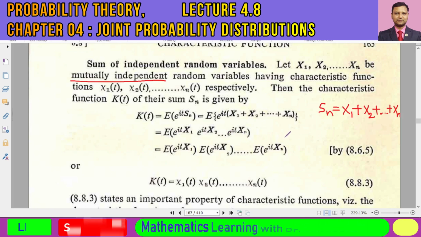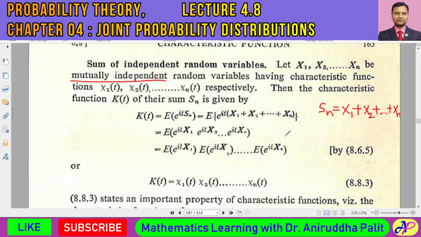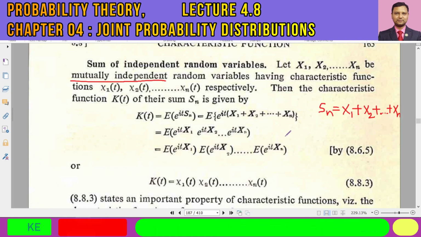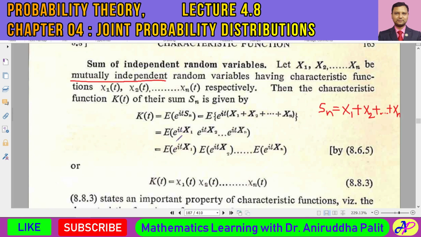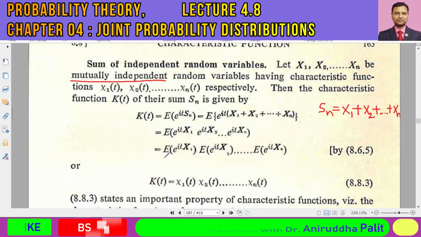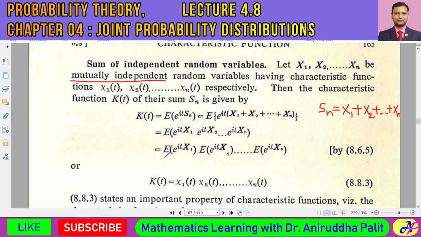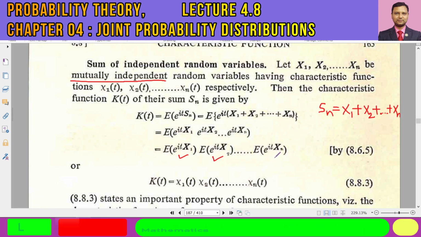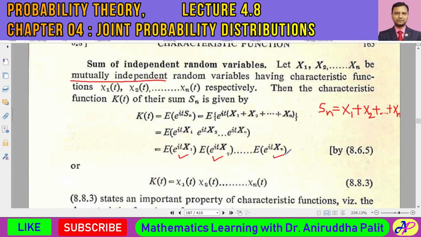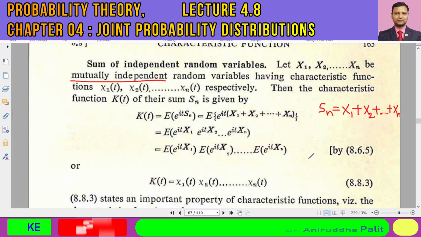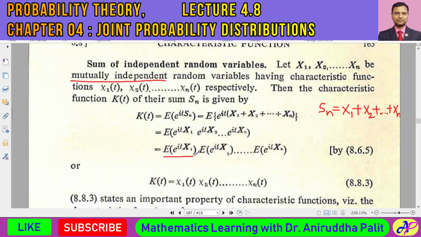And as x1, x2, ..., xn are mutually independent, by the multiplication rule of expectation we can expand this as the product of individual expectations: the expectation of e to the power of itx1 multiplied by the expectation of e to the power of itx2 multiplied by the expectation of e to the power of itxn, and so on. So what is this first factor? This first factor is the characteristic function of the first variable x1.